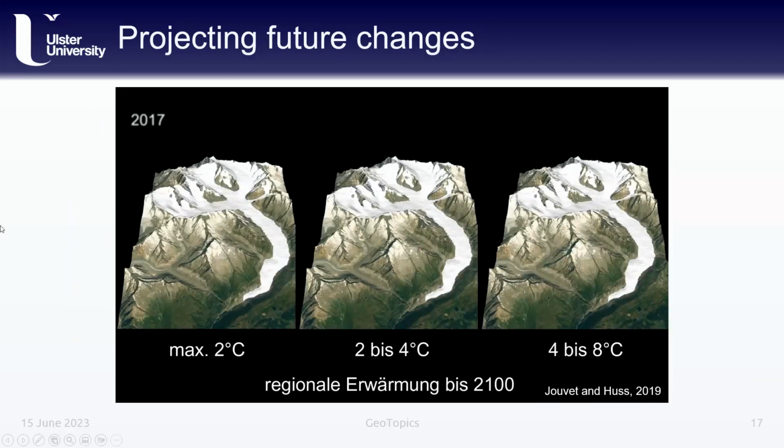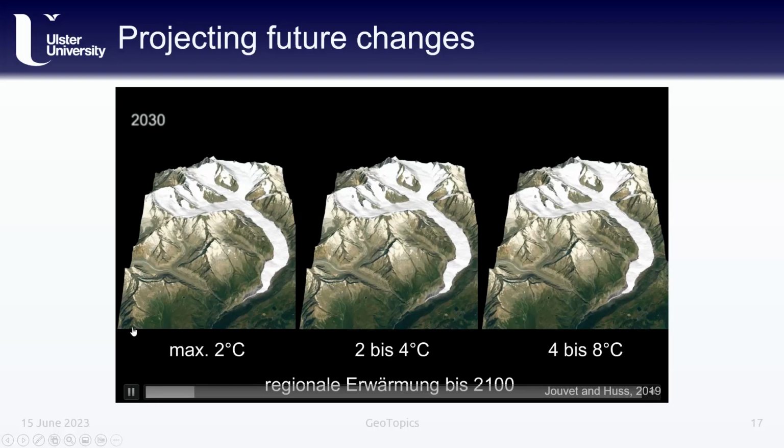And so this video was put together, again, by some colleagues in Switzerland. We're looking now at the Aletsch Gletscher, and we're looking at it under 3 different scenarios. So we're looking at regional warming up to 2 degrees above pre-industrial conditions, 2 to 4 degrees, 4 to 8 degrees. And we can see what does the glacier look like in 2100 based on these different scenarios.